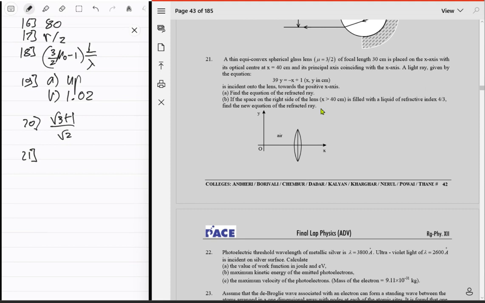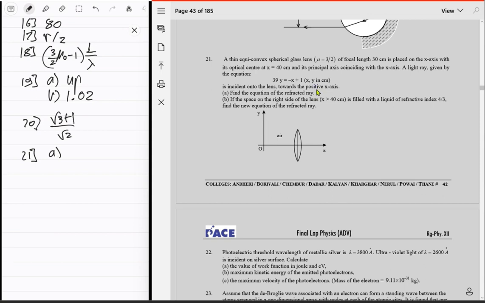Okay, if the space on the right side of the lens is filled with liquid of refractive index 4.3. Wait, only the right of the lens? No, throughout x bigger than 40 centimeter. Oh, okay, that is filled with liquid of refractive index 4.3. Find the new equation of the refracted ray. Right, so the first part is easy.